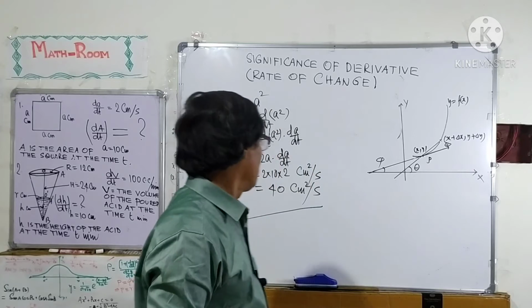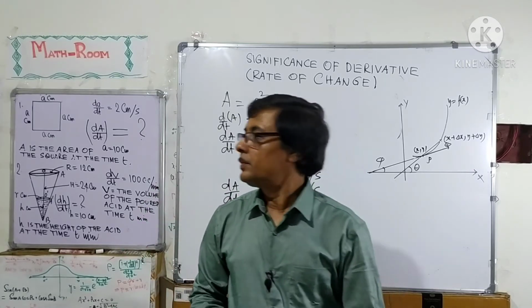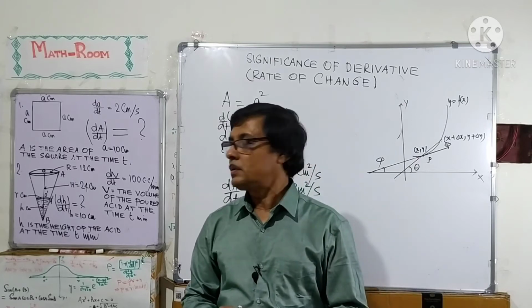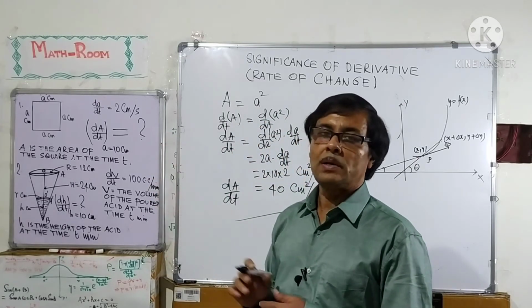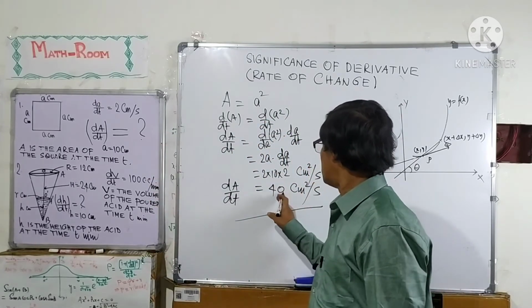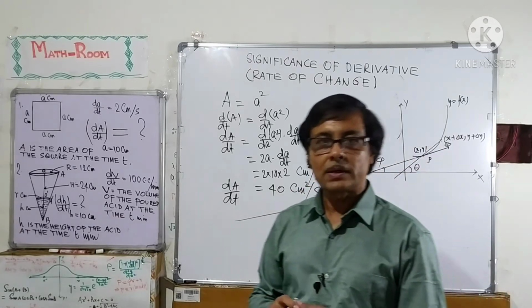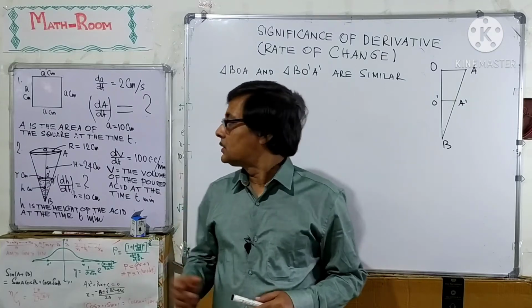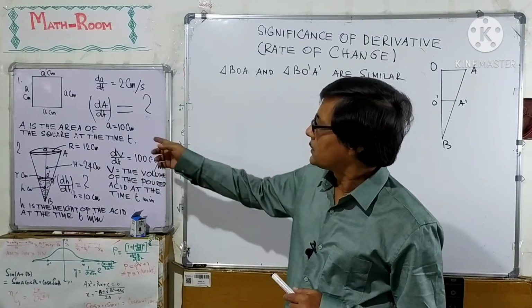This is the value of dA/dt, that is, the rate of change of the area of the square with respect to time t at a equal to 10 centimeter, which is 40 cm squared per second. Thus, we have solved this problem. Now, we shall solve the second problem.